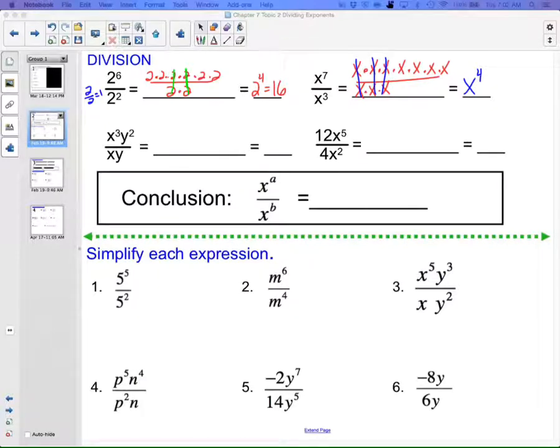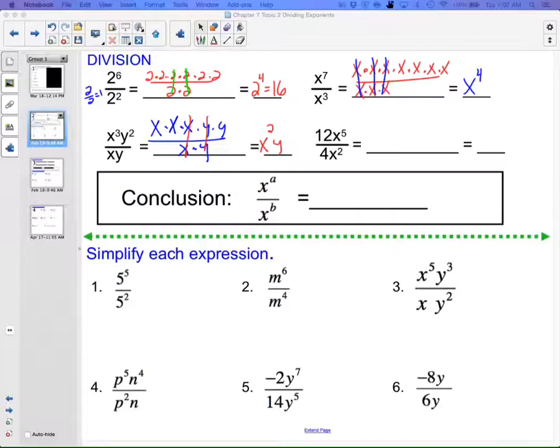So we have x 3 times over x once, y 2 times over y once. So what's going to happen is there'll be 2 x's left over. But let's just write it out real quick so we can see it. I'll be able to cancel out a pair of x's, cancel out a pair of y's. So I'm left with 2 x's and 1 y. Okay, next one.